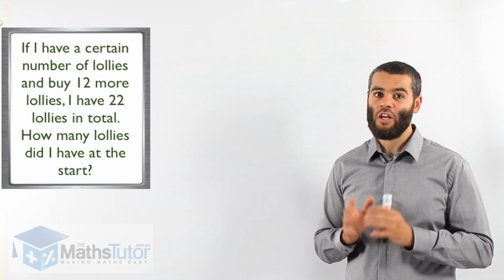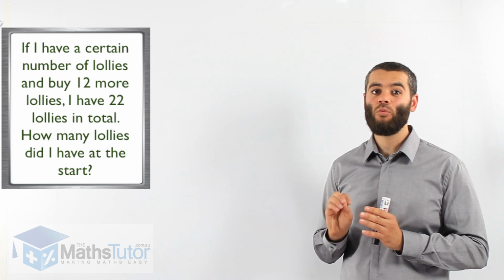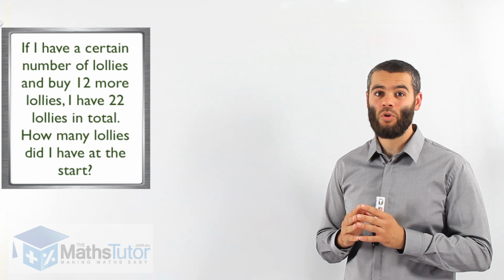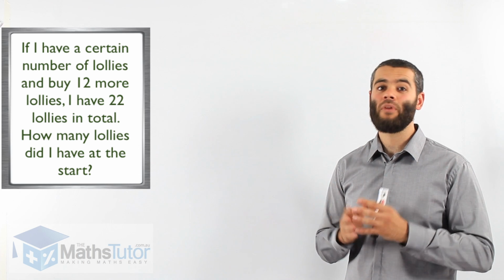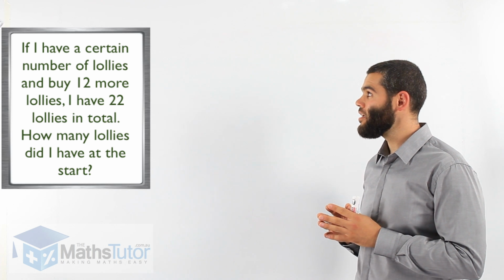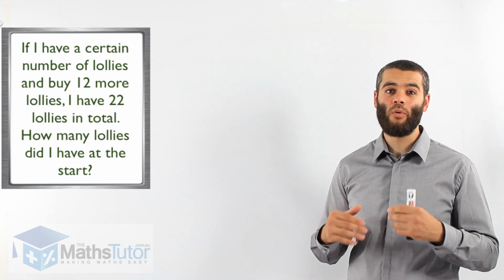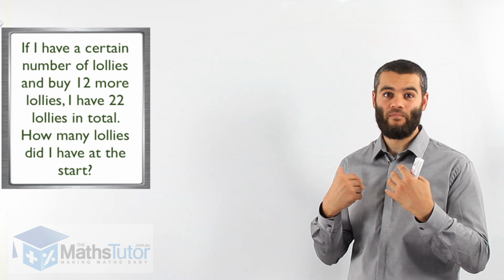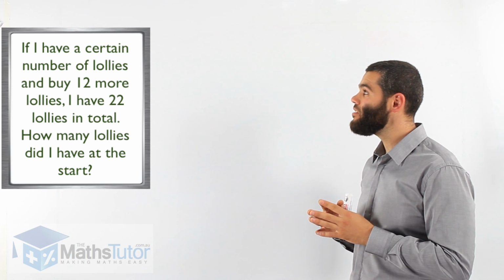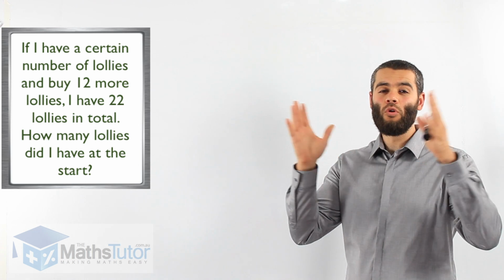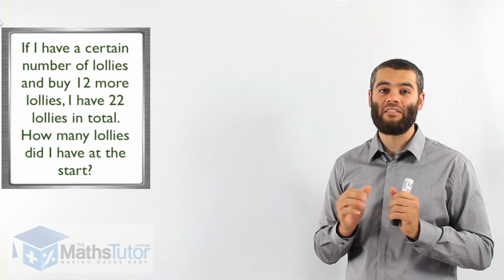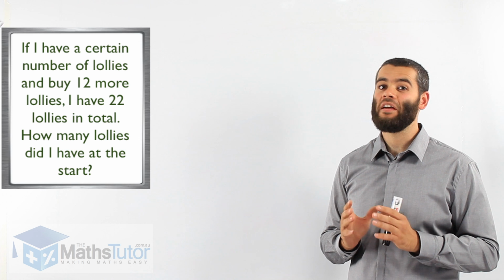Well, guess what? There are keywords that I look for. There are keywords that I need to watch out for. It says if I have a certain number, that's one keyword, a certain number, meaning it's an unknown number. We don't know it. We're going to call it X. If I have a certain number of lollies and I buy 12 more lollies, when I buy, what am I doing? I'm adding more. So buying, I'm adding more. That's another keyword. I have 22 lollies in total. So all together, I have 22 lollies. How many lollies did I have at the start? Meaning, we want to know that certain number.